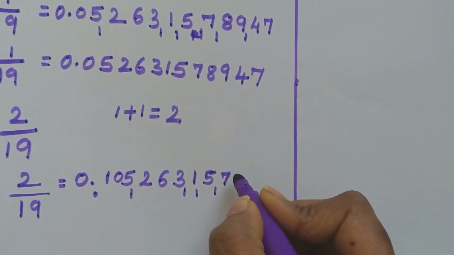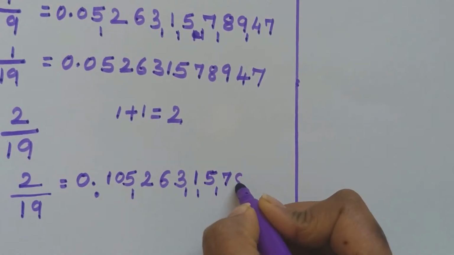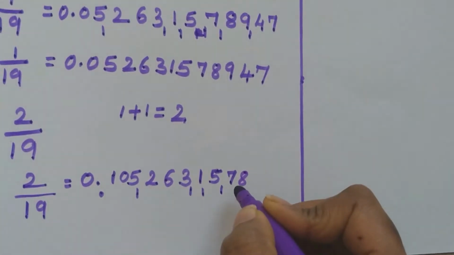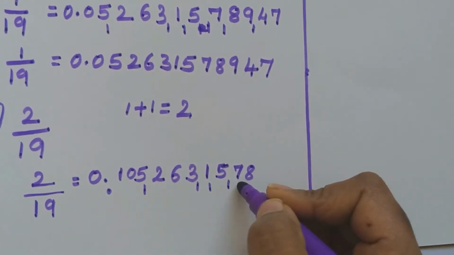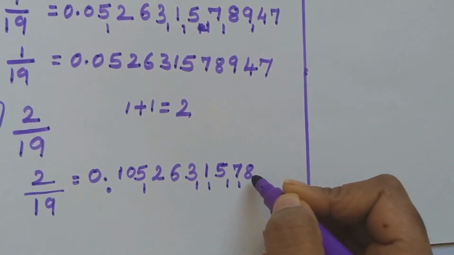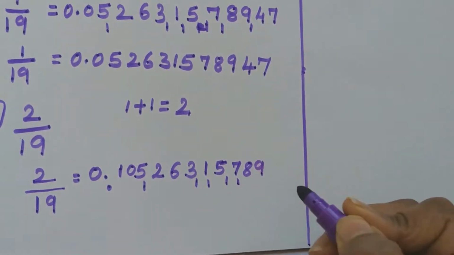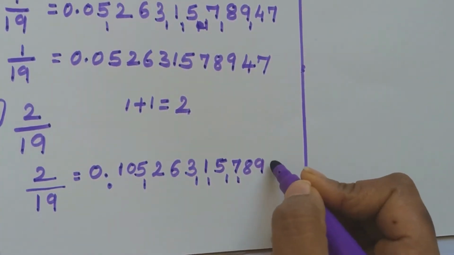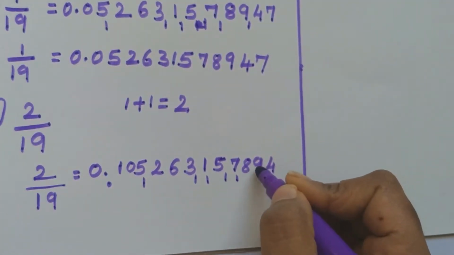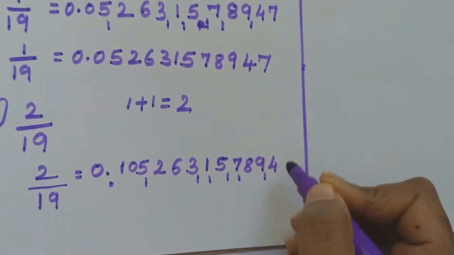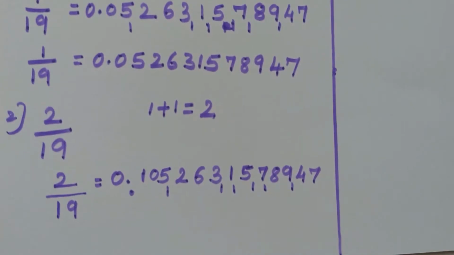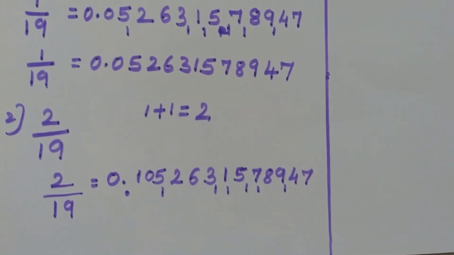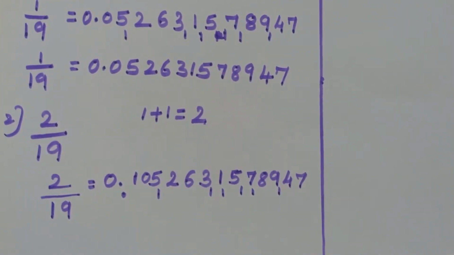Now it becomes 17. 2 8s are 16, and the remainder is 1. It became 18. 2 9s are 18. Then again the remainder is 0. 2 4s are 8, but the remainder is 1. 2 7s are 14. Okay, I'll stop up to here. Again, if you go on solving, you will be getting the values in the recurring form.